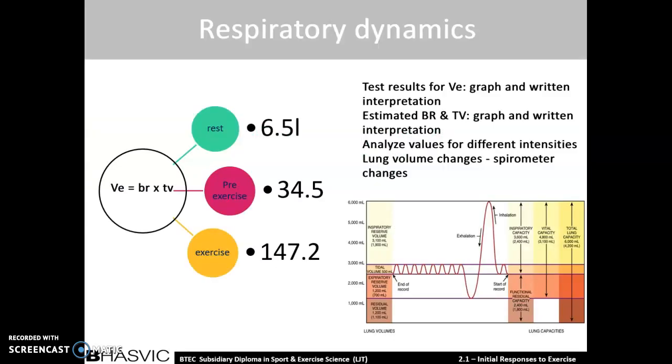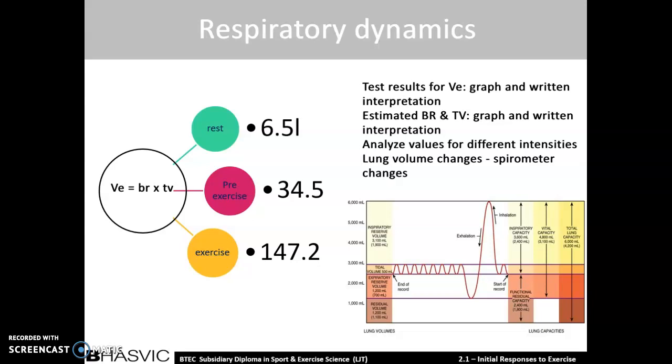First, the respiratory dynamics, which is how the respiratory system moves. When the respiratory system is in operation, there is an equation which shows how it works. This is VE equals BR times TV. This means ventilation equals breathing rate times tidal volume.